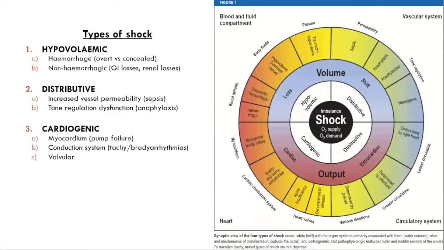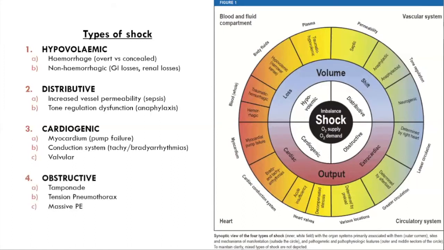Then in the lower half, we're looking at an issue with output more broadly, and that is split into cardiogenic shock. So that could be an issue with the actual muscle of the heart, pump failure after a big heart attack or something, or if you have left ventricular failure. It can be a conduction system abnormality. So if you have a tachyarrhythmia, then there's not enough time for the heart to fill, and so your cardiac output is affected as a result. And the third might be a gross valvular problem. So if you have valvular stenosis of some kind that isn't allowing blood to be pumped out effectively.